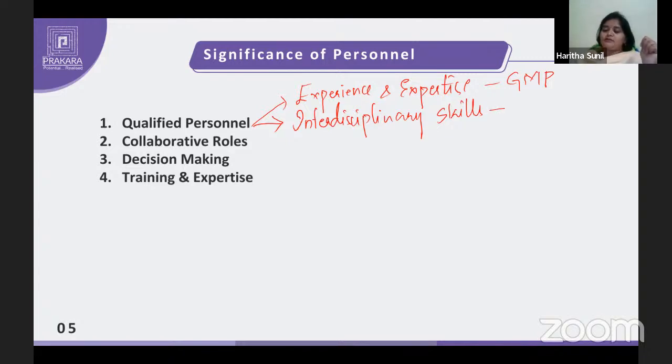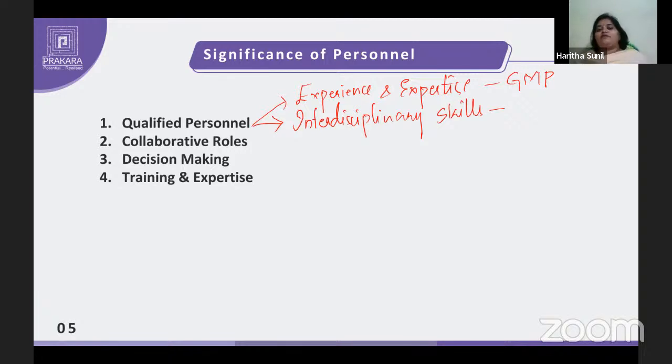And coming to the interdisciplinary skills, the pilot plant should include individuals from all the departments like pharmaceutical scientists, chemical engineers, quality assurance, production managers, quality control people, regulatory department, everyone. They should be in contact with everyone. And also the interdisciplinary knowledge is very important.